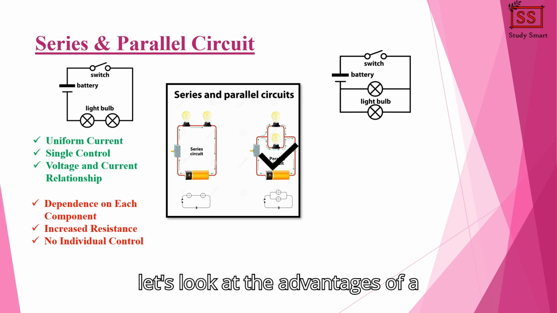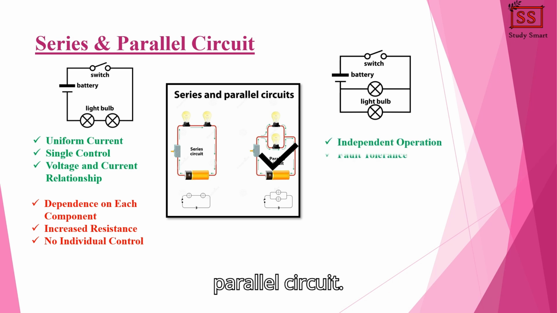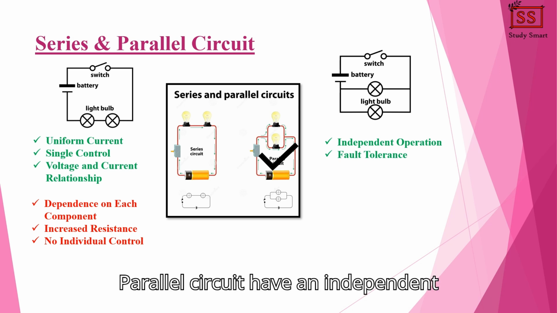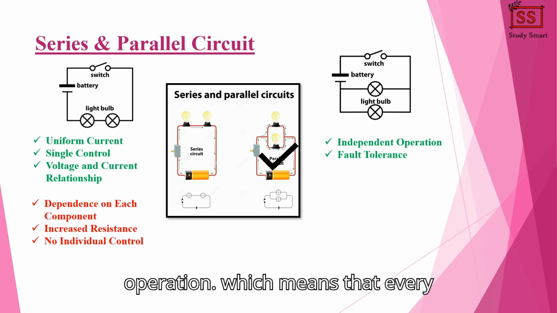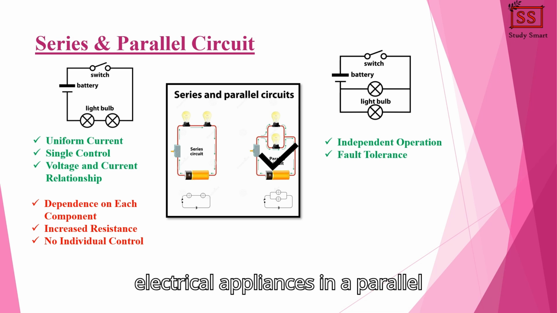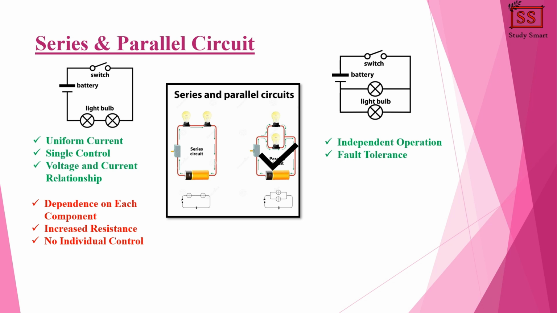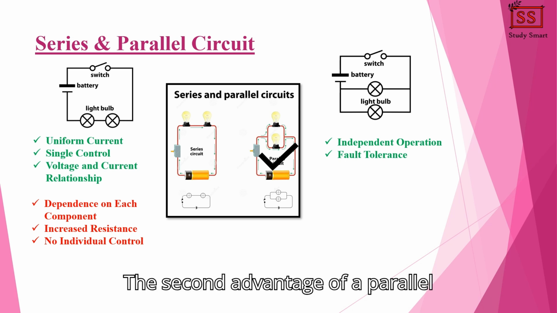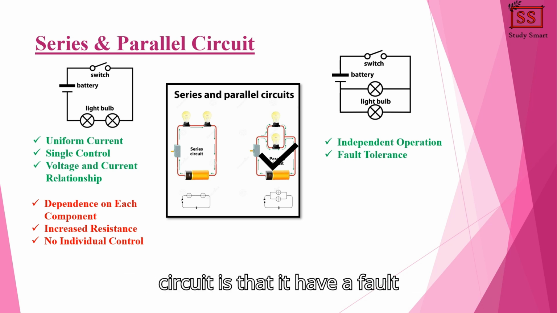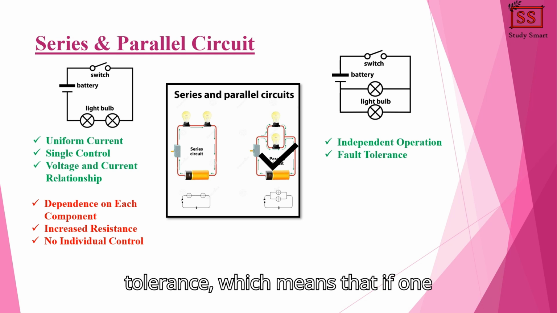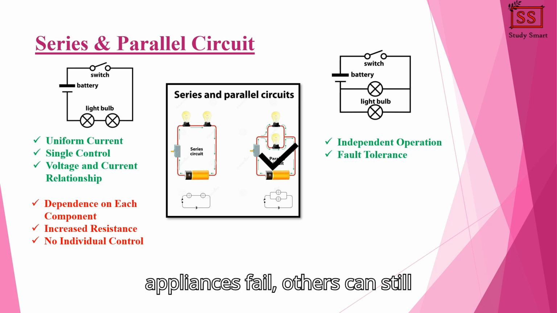Okay, now let's look at the advantages of a parallel circuit. Parallel circuit has independent operation, which means that every electrical appliance in a parallel circuit can be switched on and off separately. The second advantage of a parallel circuit is that it has fault tolerance, which means that if one appliance fails, others can still continue to operate.